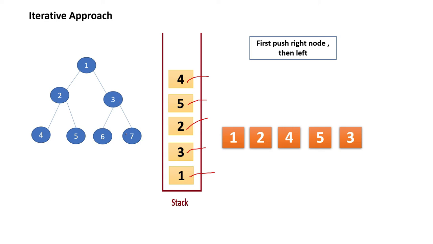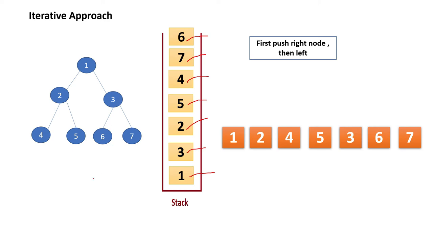And for this 3's right and left, we have to push 7 and then 6. Then we pop 6 and print. For 6 there is no left and right, so nothing to push back in the stack. We again pop 7. After popping 7 we print it here and we are done. So now the stack is empty and we have printed all the nodes in a pre-order manner.